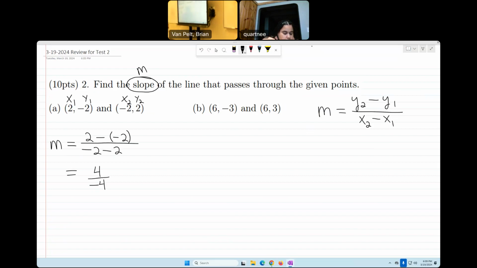If you were to leave your answer like that, it's actually not wrong. It is not wrong, but does it say you have to simplify? No, it doesn't, so you're not required to do this last particular step.